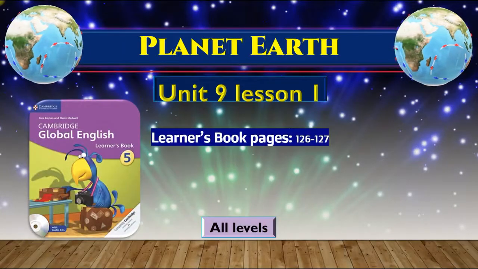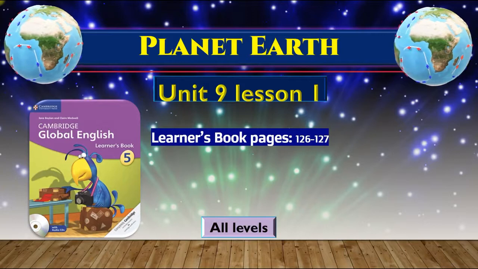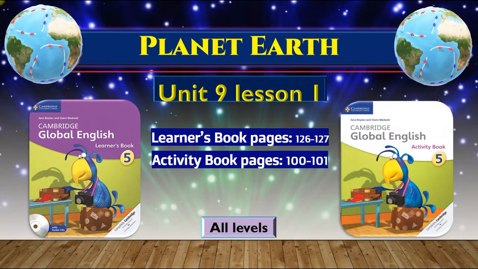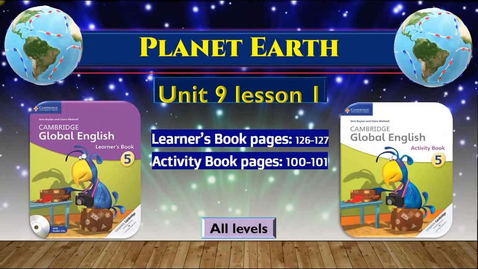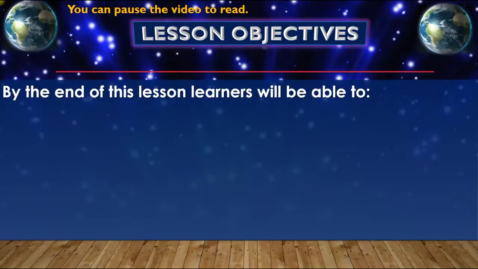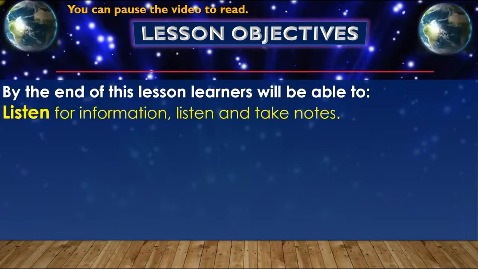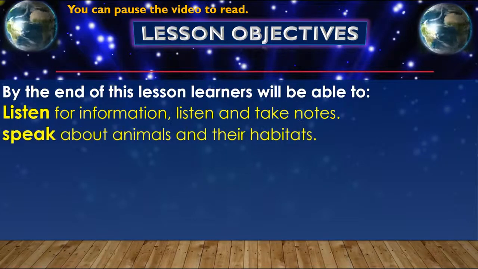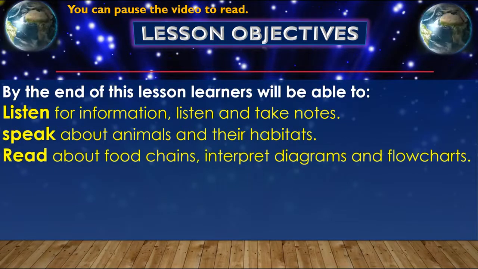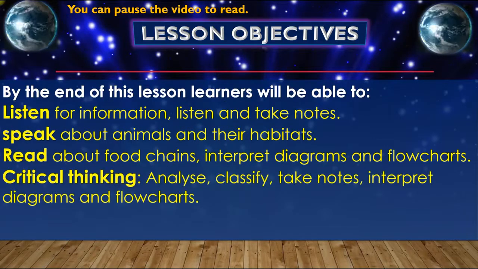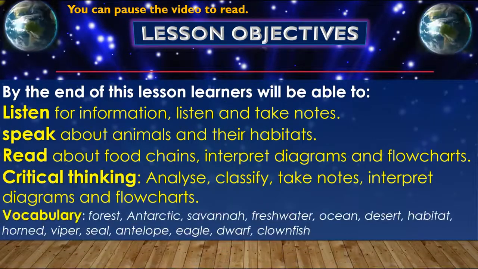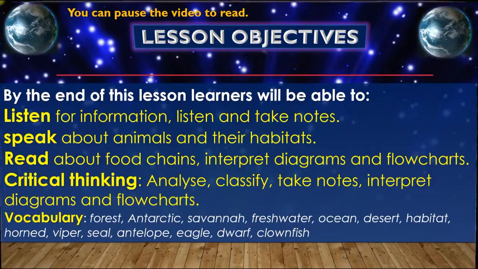Okay, so prepare your books at pages 126-127 and your learner's book on pages 100 and 101. I hope by the end of this lesson that you will be able to listen for information, listen and take notes, speak about animals and their habitats, read about food chains, interpret diagrams of flowcharts, and we are going to practice some critical thinking and vocabulary.